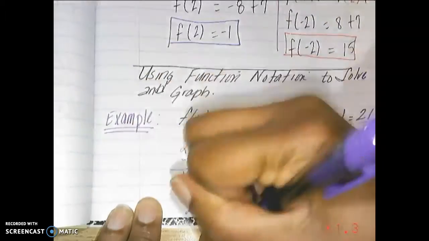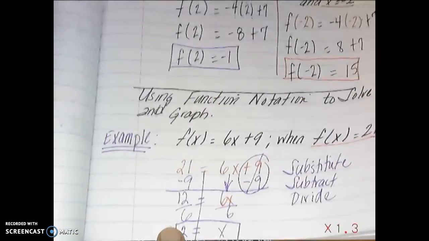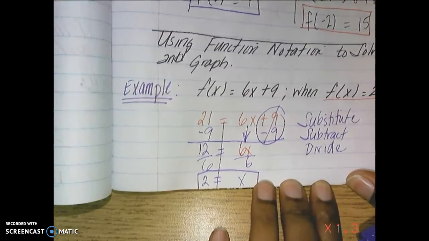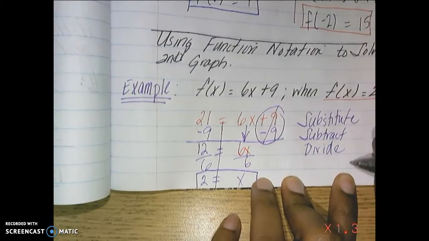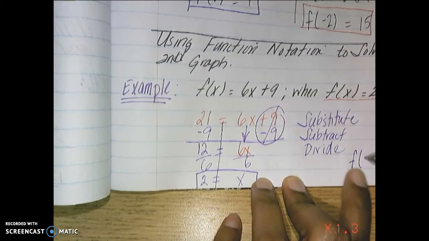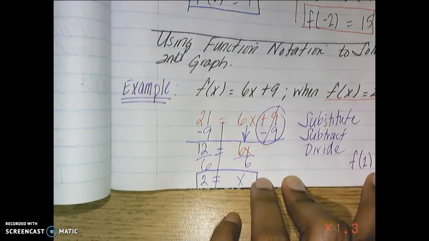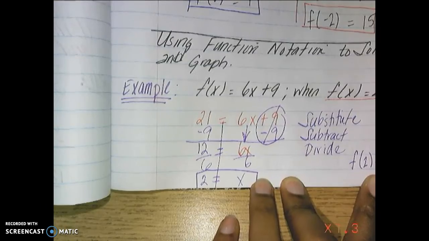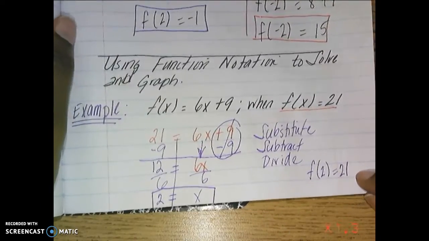So that lets me know that f of x is 21 when x is equal to 2. So my final answer could be when f of 2, when 2 is the value for x, the equation equals 21. So pause it so that you can write that down.